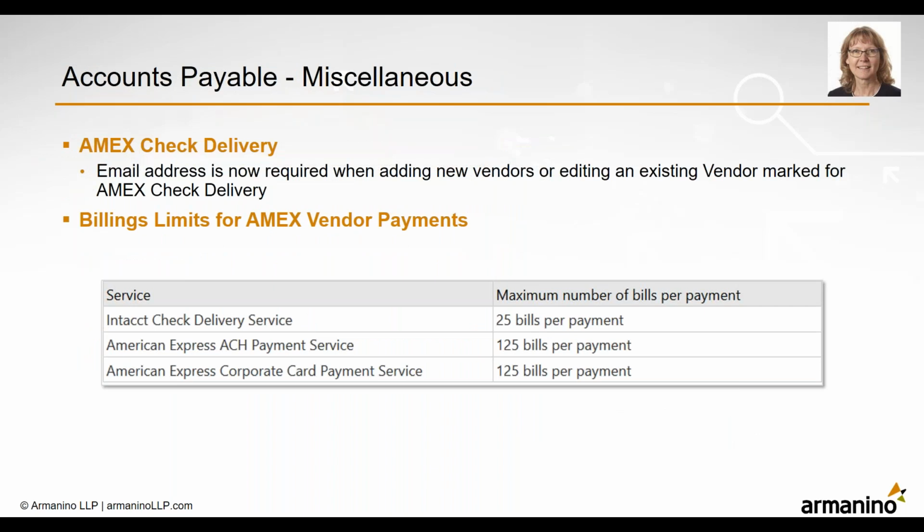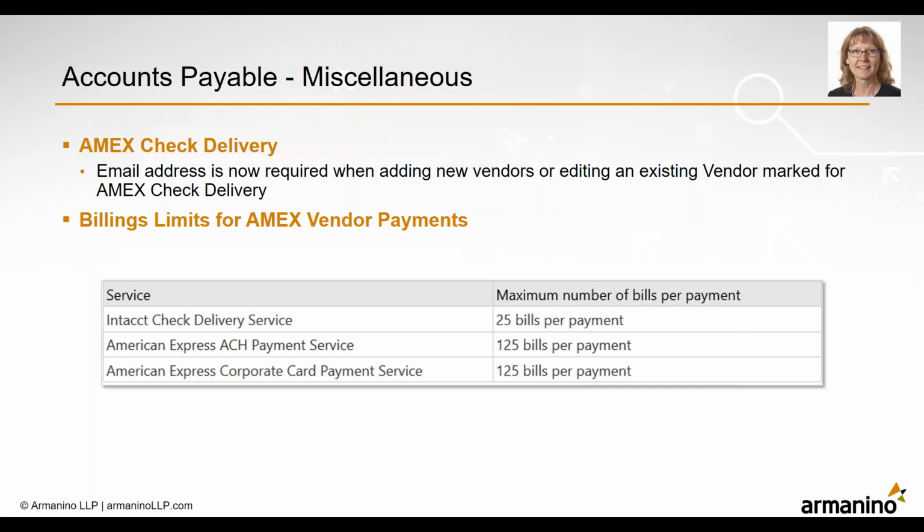This is an important one if you're an American Express person using the integration with Amex and Intacct and you do the check delivery. Email address is now required when adding new vendors or editing an existing vendor marked for Amex check delivery. So in the past, it would give you a warning, but it would still allow you to create the vendor record. Now you actually have to go in and make sure that you have an email address on the vendor record.